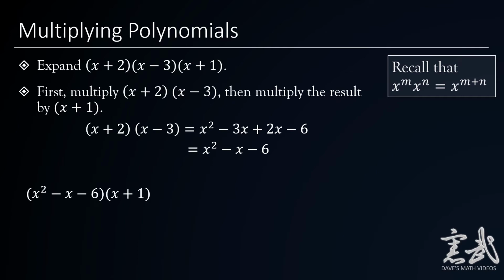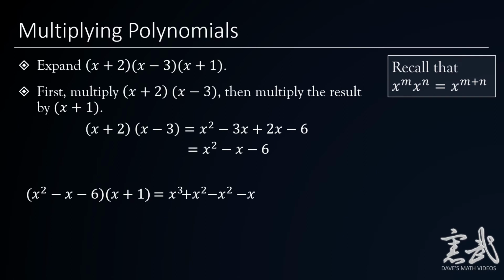We will then multiply this by x plus 1. So to do this, we multiply x squared by x, giving us x cubed. Then we multiply x squared by 1, giving us a positive x squared. Next, we'll multiply negative x by positive x, giving us a negative x squared, and negative x by positive 1, giving us a negative x.